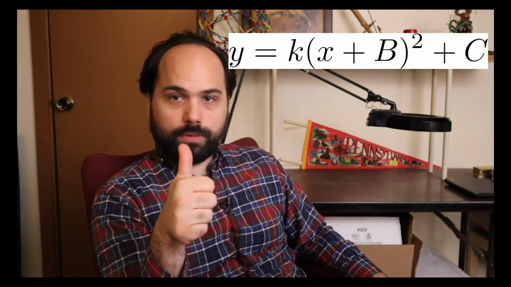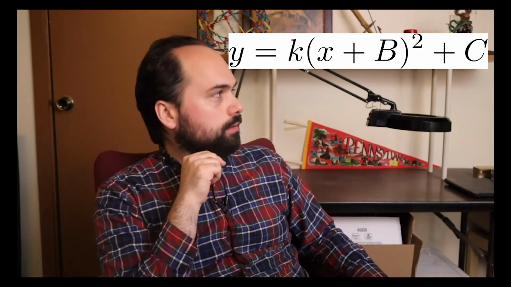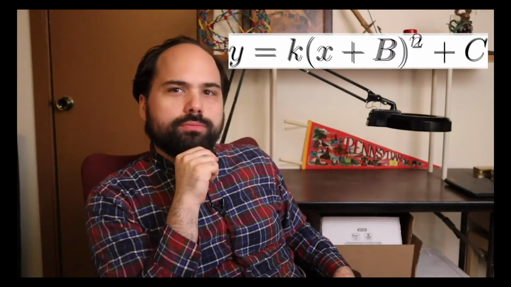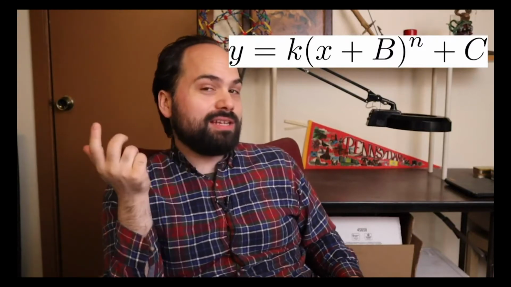Great. What if we don't trust this equation? Like that exponent. What if we don't know if that's a 2? What if it could be a 3? What if it could be a 1? What if it could be a minus 1/2?